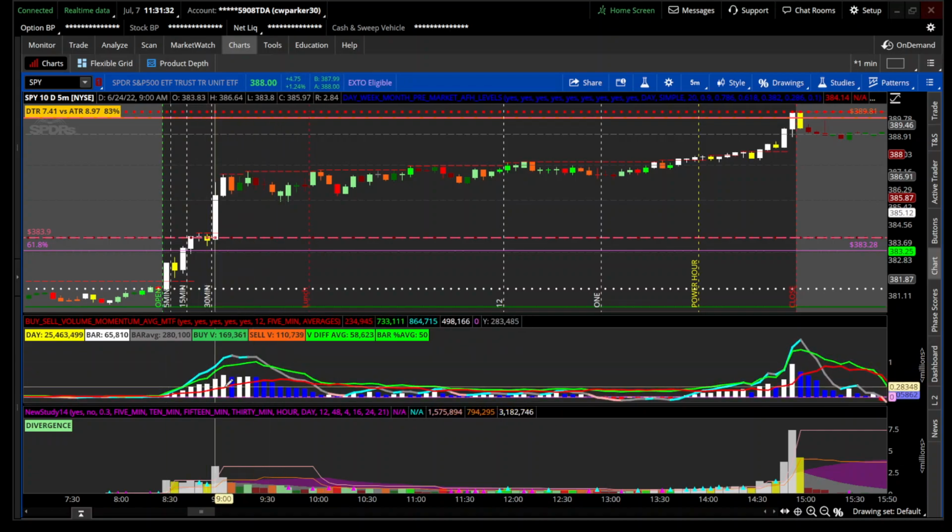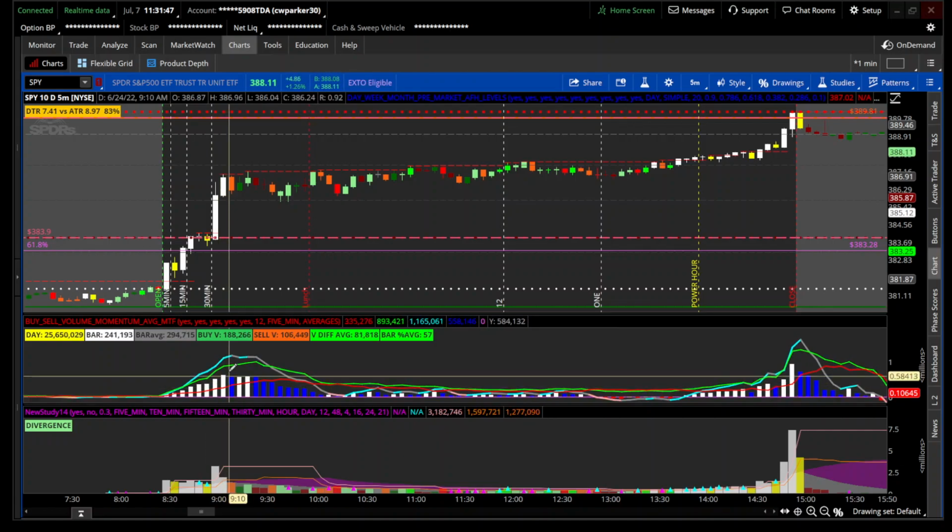But I also added the divergence. Just like the MACD shows divergence, now the indicator actually shows divergence as well. And you can see right here how volume and price were pushing up, with this red line being the selling volume average and this green line being the buying volume average.